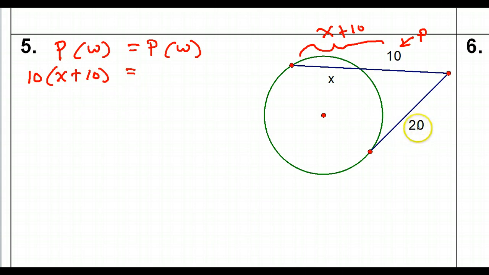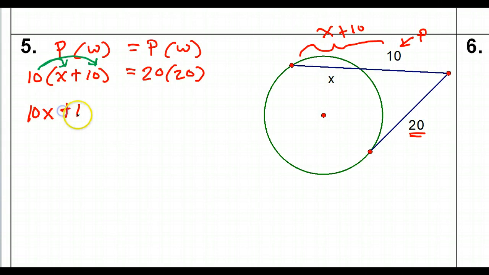Now over here, you just need to understand that there is only one part. It doesn't go inside the circle. It just is a tangent. So this 20 serves a dual role. It's the part, but in this case it is also the whole. But you have to write it twice. Once because it's the part, and again because it is the whole. So a little distributive property like so tells us we'll have 10x plus 100 is equal to 400.